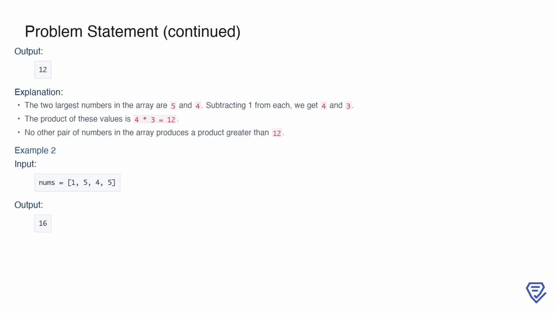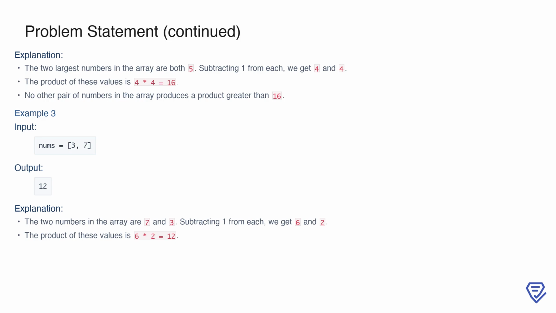product. For the second example, the input array is 1, 5, 4, 5. Here, the two largest numbers are both 5. Subtracting 1 from each gives us 4 and 4, and their product is 4 asterisk 4 equals 16.